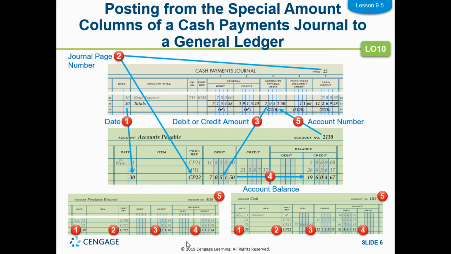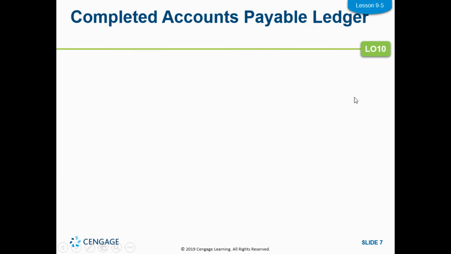Nothing new. Okay. And we're going to do the same as you can see down here in purchases discount and in cash. We're going to go back and put those account numbers at the bottom of the column to show that those total column amounts, those special column amounts, have been posted.